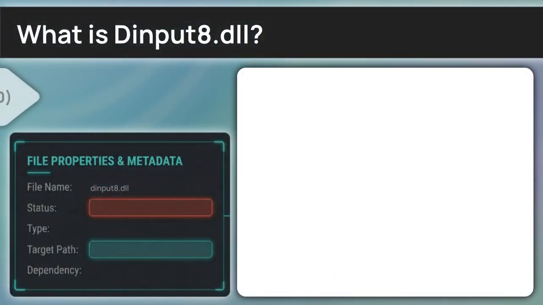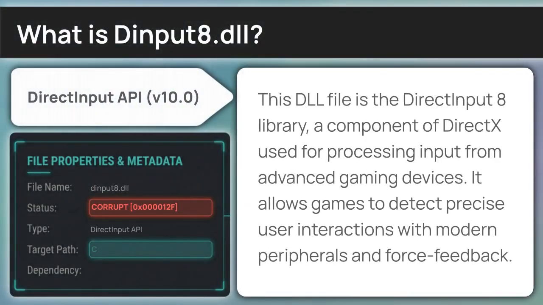This DLL file is the DirectInput 8 library, a component of DirectX used for processing input from advanced gaming devices. It allows games to detect precise user interactions with modern peripherals and force feedback. With the why out of the way, let's focus on getting you running again.